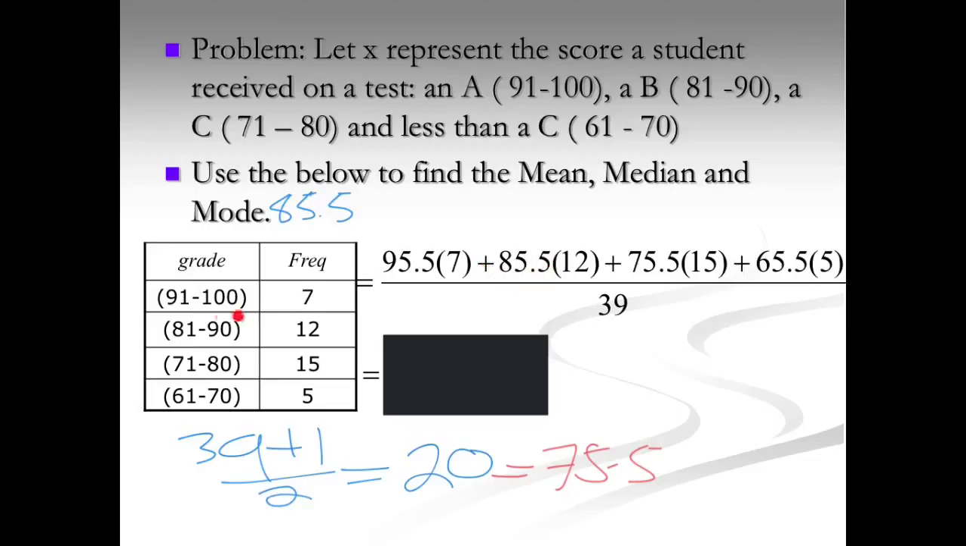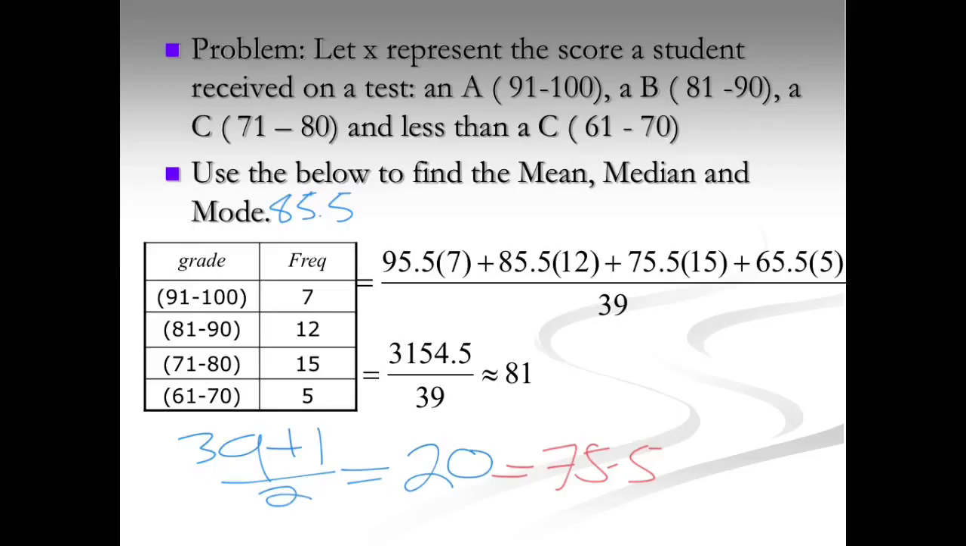85.5 is the average of 81 and 90. And then our second number represents the frequency for each one of those averages happening. When we add up our numerator, we end up getting 3,154.5. And then again, we divide that by our total frequency, and we get an approximate score of 81.